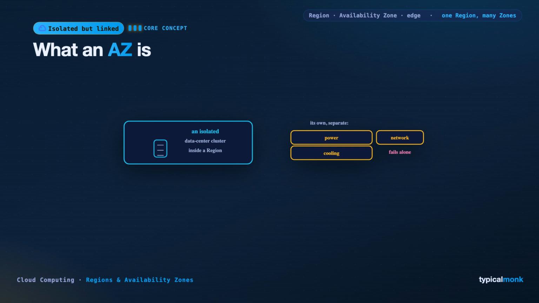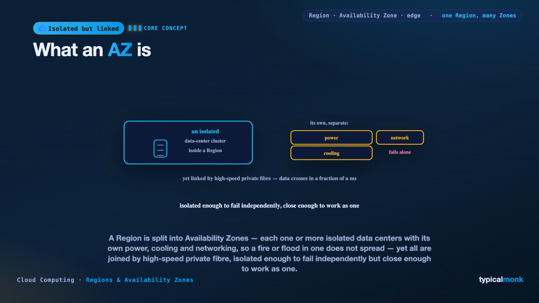Yet they are not far apart. They are linked to each other by high-speed private fiber, so data moves between them in a fraction of a millisecond. That combination is the clever part: isolated enough to fail independently, but close enough to work together as if they were one. So the takeaway: an availability zone is an isolated data center cluster inside a region with its own power and network, and every region has at least 3 of them, kilometers apart.